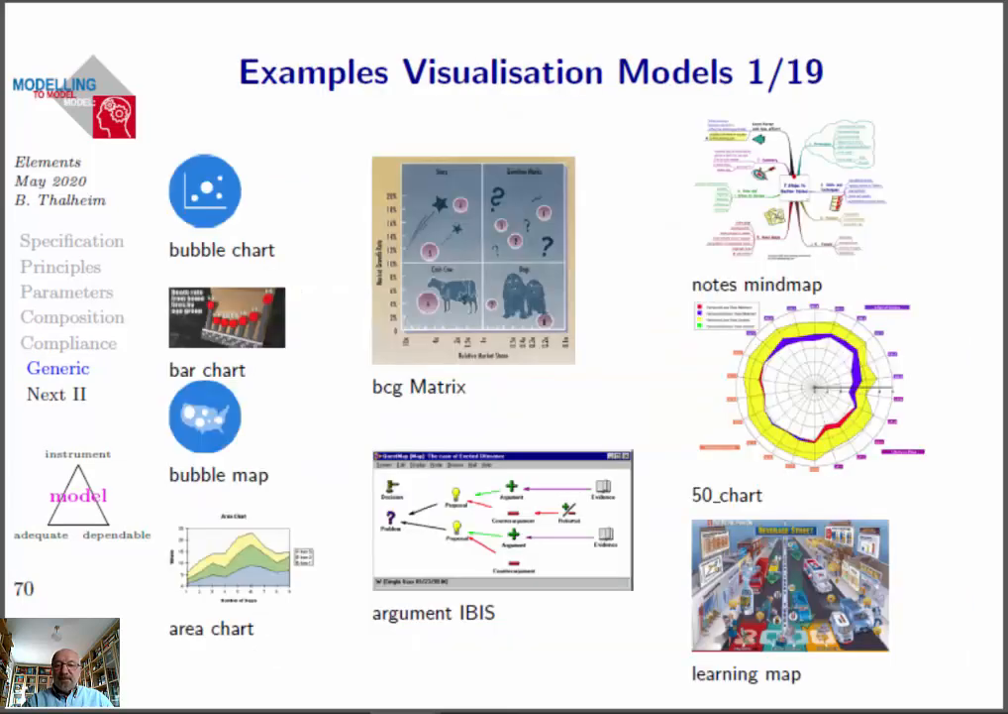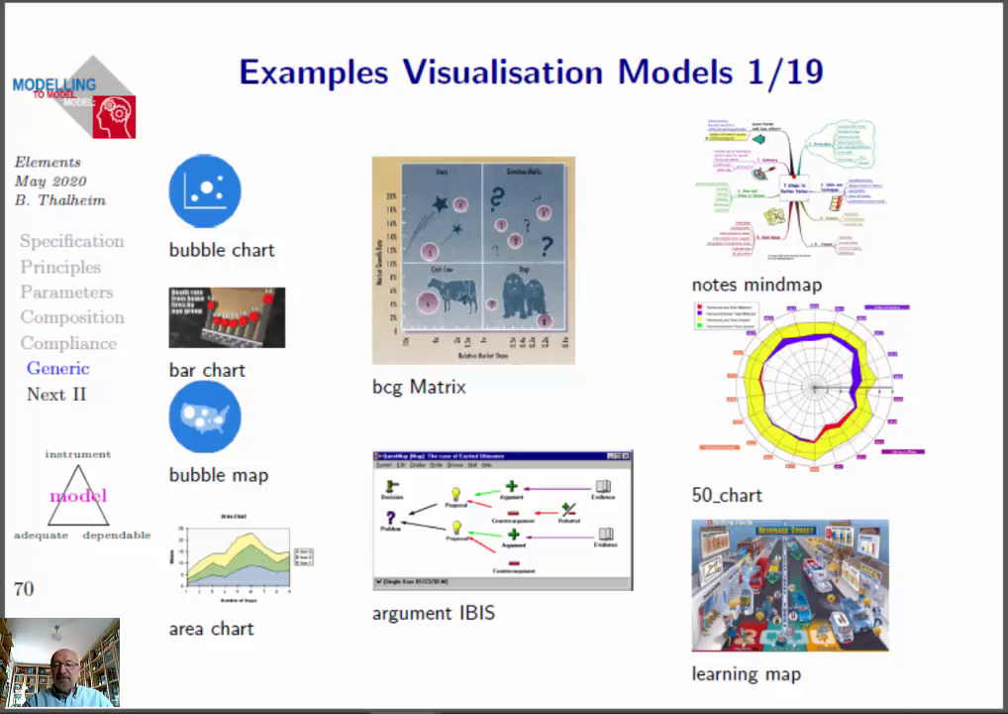First, maybe you have a visualization based on some kind of very abstract bubble chart, or maybe you can have it on a bar chart, or maybe even on a bubble map, like I show it here for the map of the United States. Or you have maybe an area chart that shows an evolution, a development, a timeline, with different, let's say, areas where you show what it depends on.